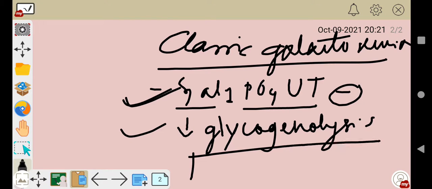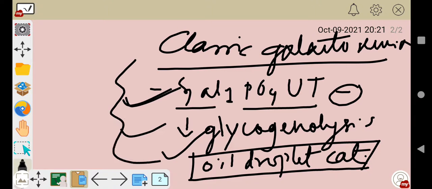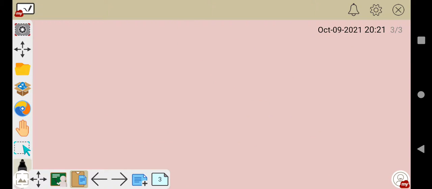But the main thing is that there occurs something known as oil droplet cataract. Okay, remember this one, oil droplet cataract. And treatment is a non-lactose diet. Anyway, that is not important. These three are important, so don't forget: classic galactosemia, GALPUT deficiency, decreased glycogenolysis, and oil droplet cataract.